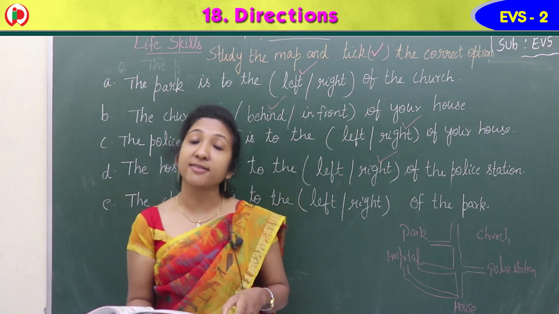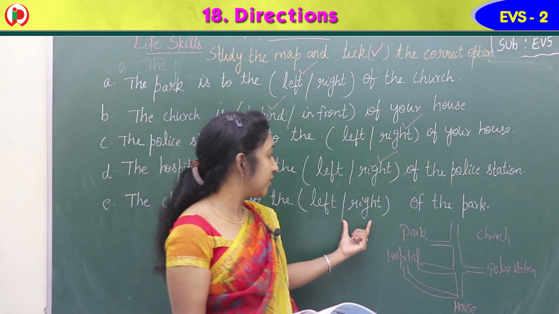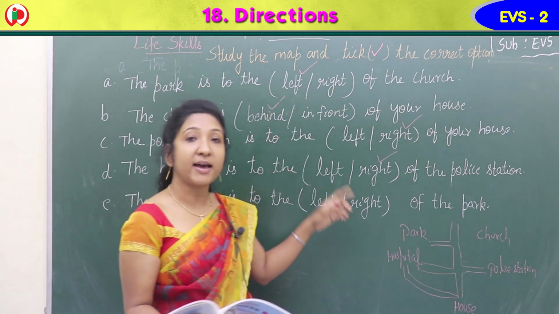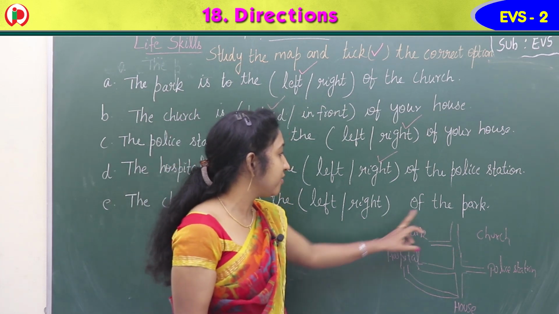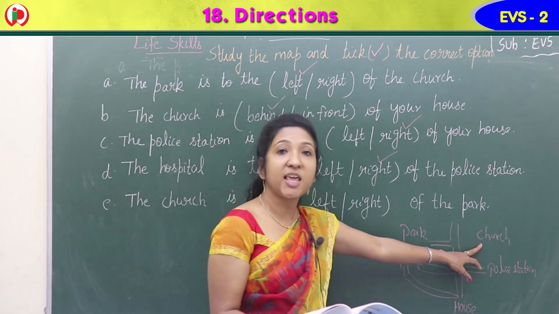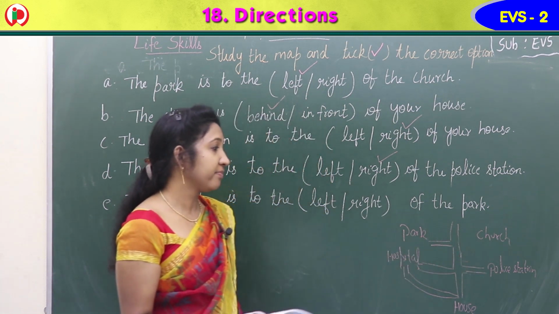Which side will be the answer? The church is to the left or right. You have to tick above the correct answer. So the church is to the dash of the park. Church is here. You can see the image. Observe the image carefully and tell the answer.